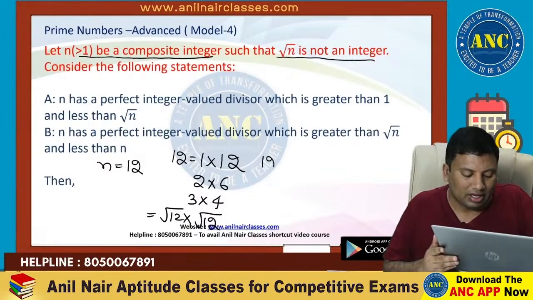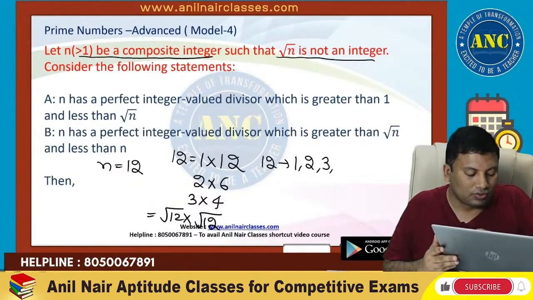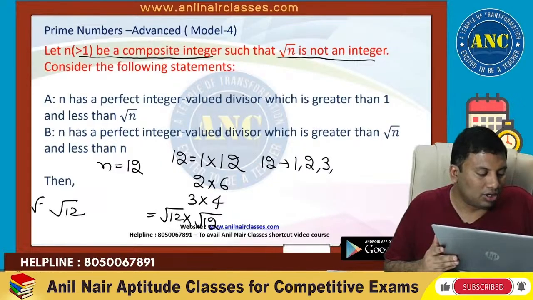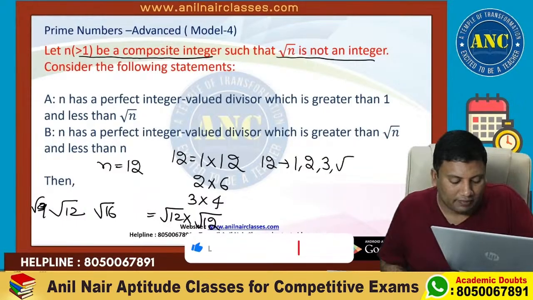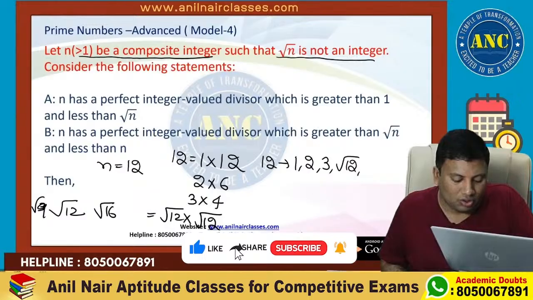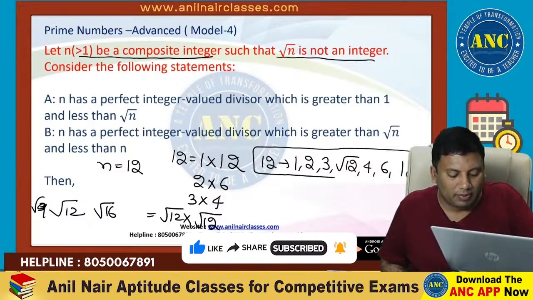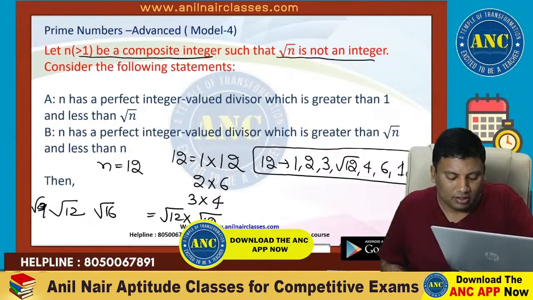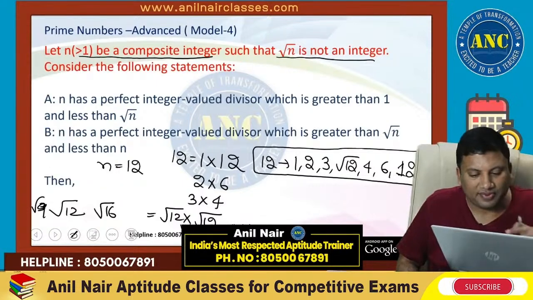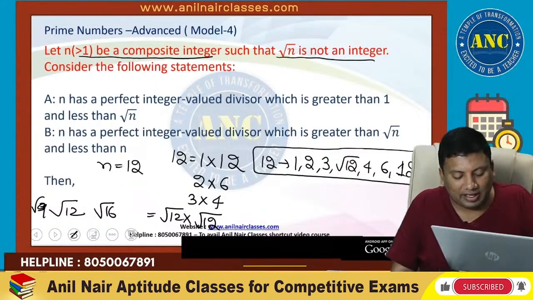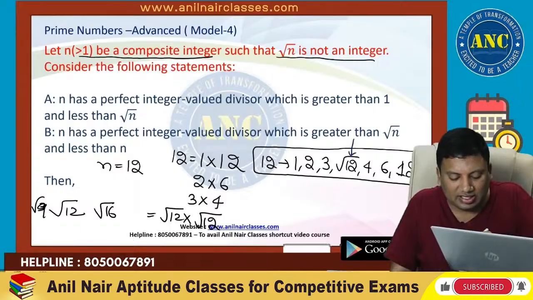So if I write it like this, 1, 2, 3, root 12 lies between root 9 and root 16. Root 9 is 3, root 16 is 4. So 3 is root 9, then root 12, then 4, 6, 12. I am just writing like this because it will be useful in my question. Now n is a composite integer. I took n as 12. So 12's factors are 1, 2, 3, 4, 6, 12. I just inserted root n.